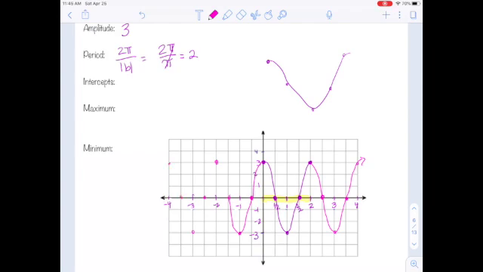I'll just put dots so I can just connect the dots. All right. So in purple, you have one period, and then the pink is just a repeating of that period.